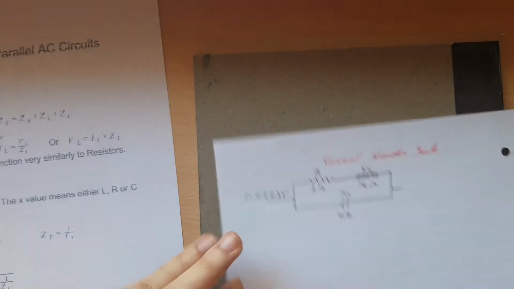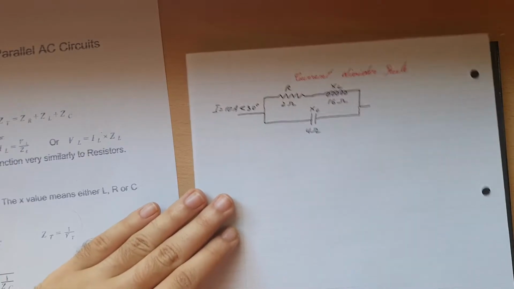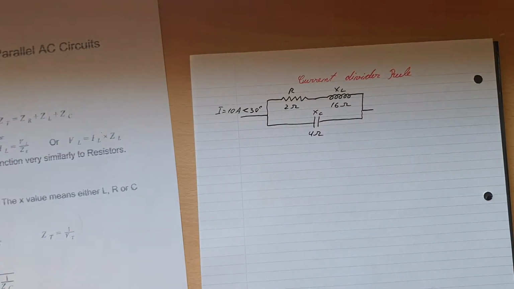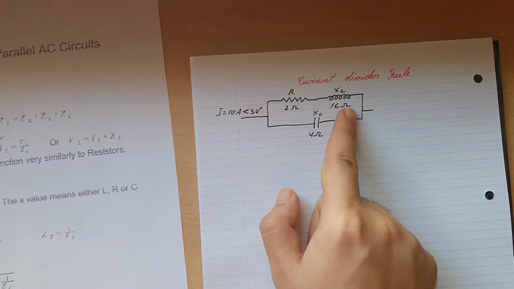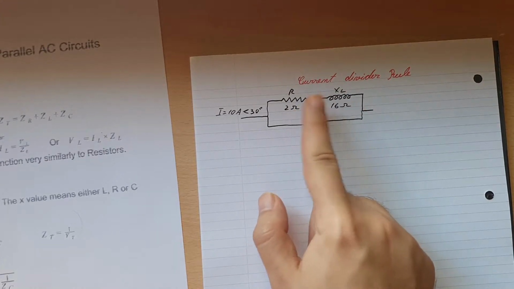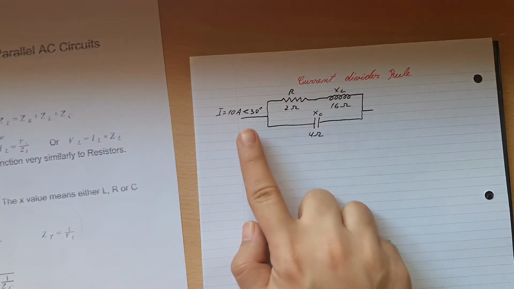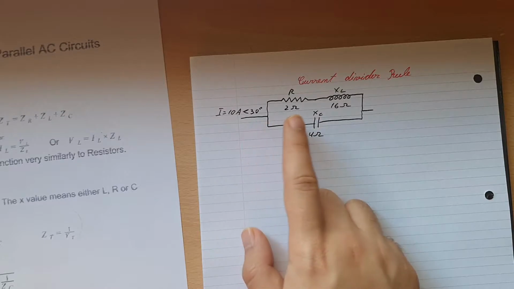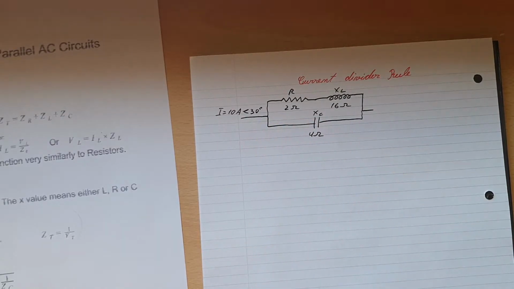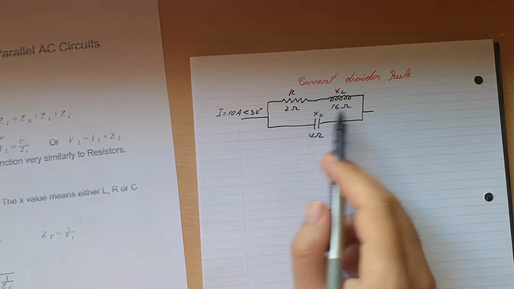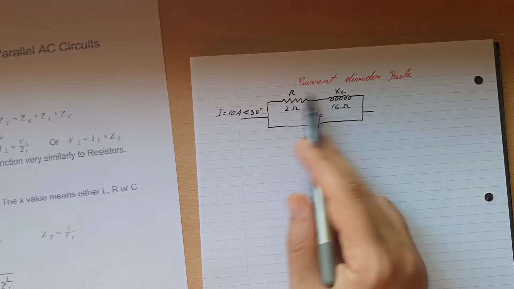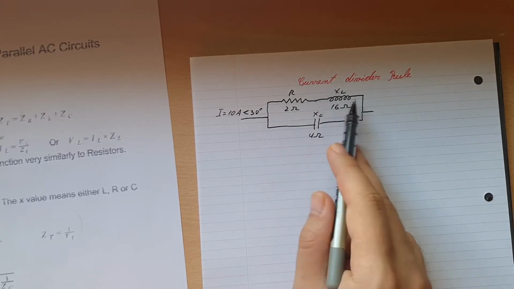Another one that you can use it on is this one here, where you have multiple components. For example, you have a resistor and inductor in series, and both of them are in parallel with a capacitor, and a current of 10 amps, this time with an angle of 30 degrees, is coming through, which makes the problem a little bit more complicated, because first you need to calculate the current through both of them at the same time.